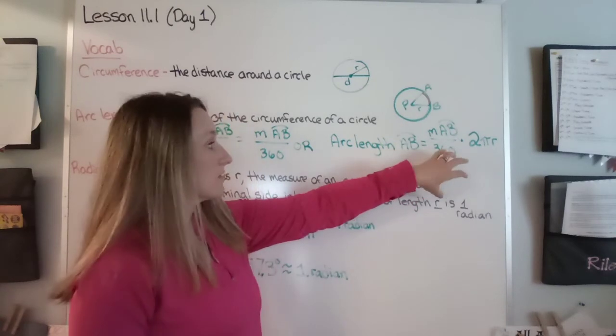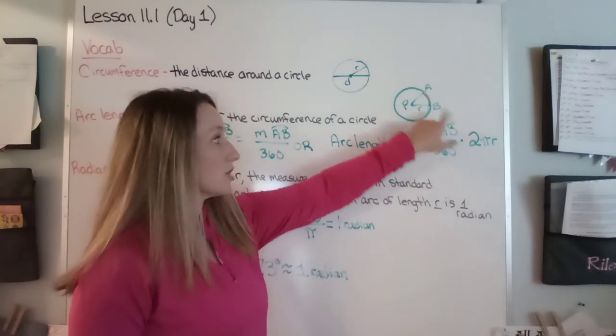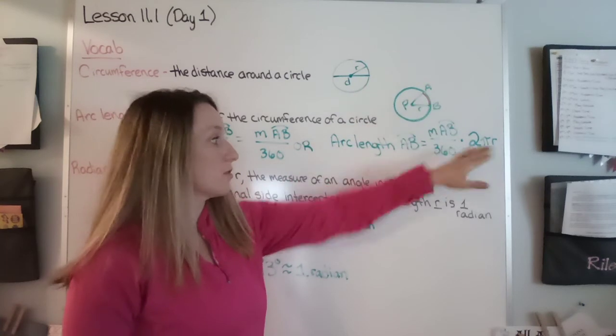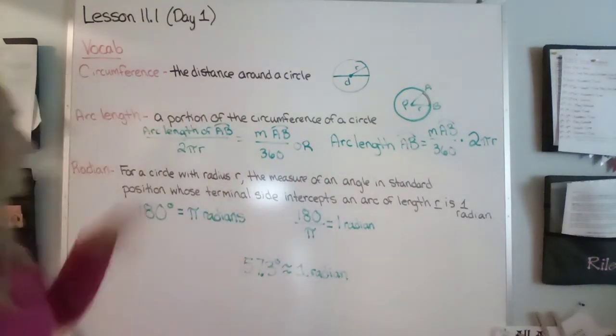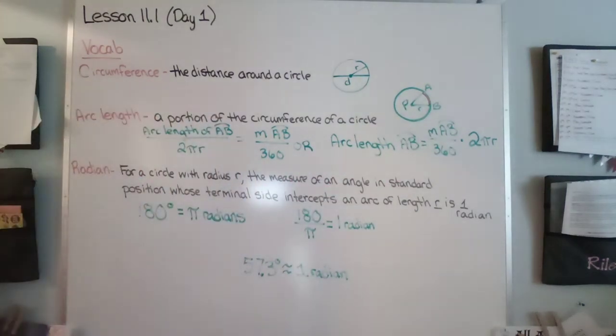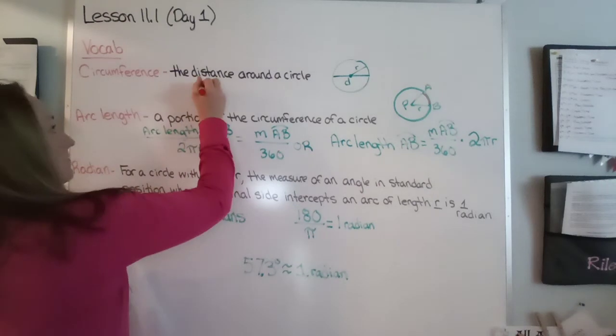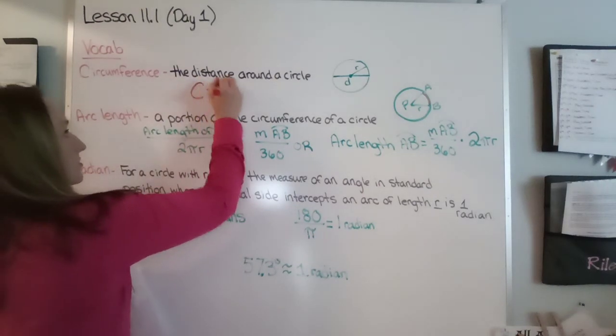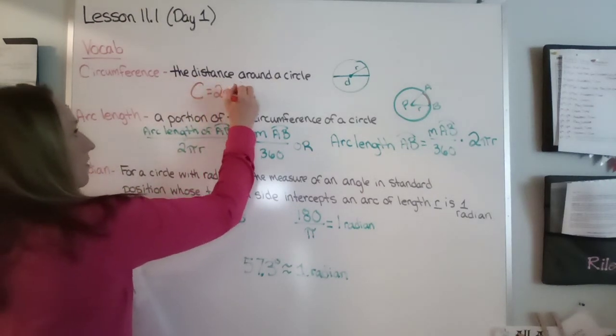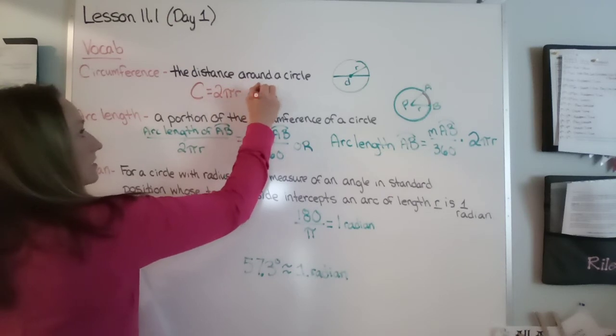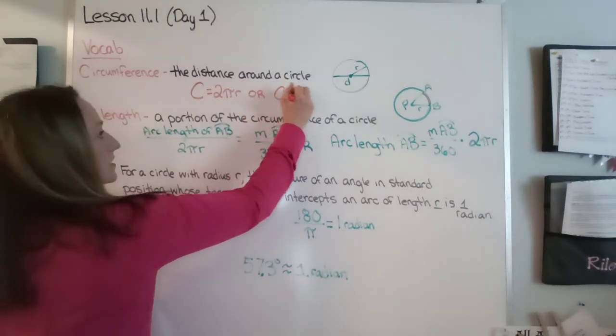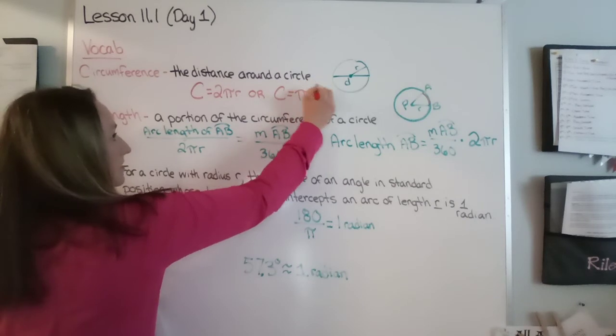So basically, you're taking the fractional portion that this represents and then multiplying it by circumference. I didn't write the formula for circumference above. I should have done that, so I'll go back now. Circumference is either 2 pi r or circumference is pi times d.